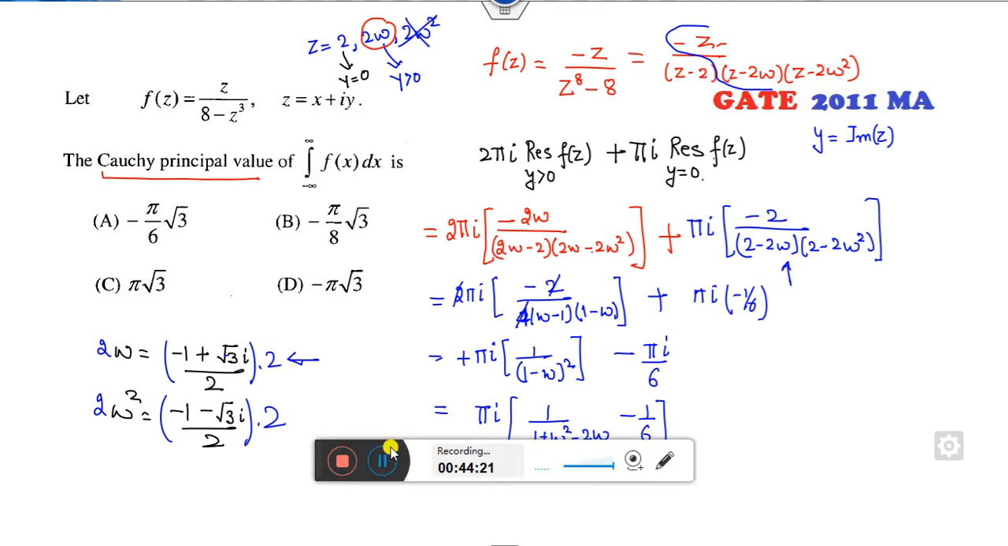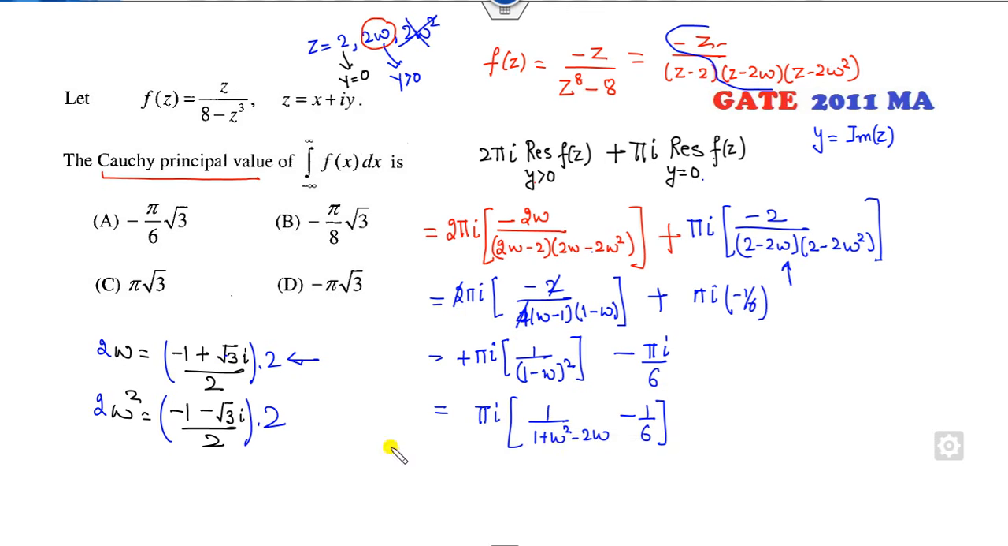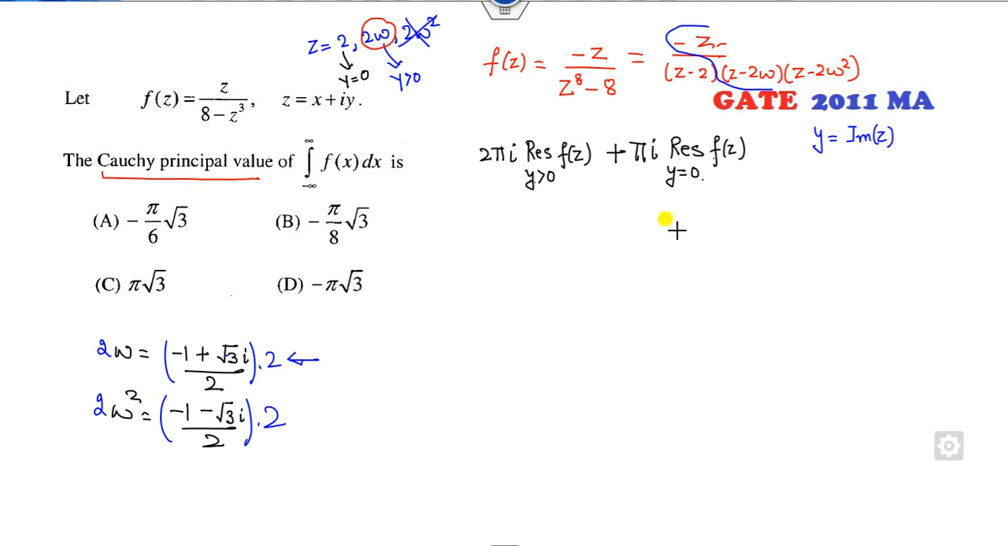Now I think you can easily solve this expression. Otherwise there is one easier way, because the calculation is lengthier. So what you can do is, instead of this, I can solve from here. How can you solve this? Firstly I can find the residue when z is equal to 2 omega. That is of this portion.